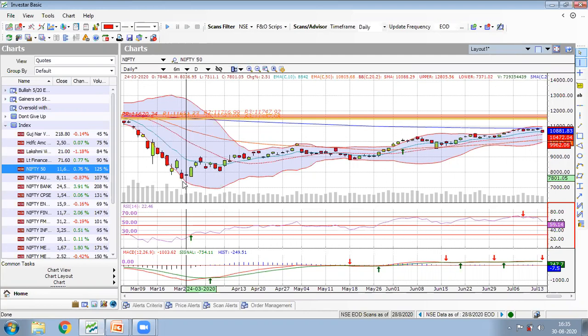This is the 24th of March 2020. So we all know how the markets dropped on account of the spread of corona. So if you see, the market is slowly coming down, and these are different RSI levels. Your focus should be here. This is the RSI figure.